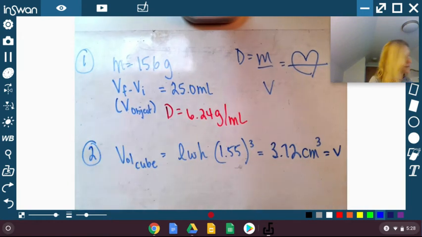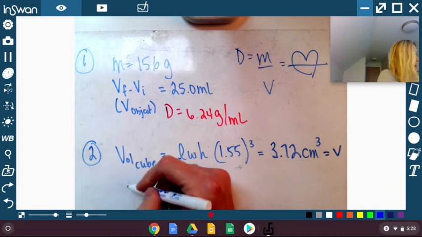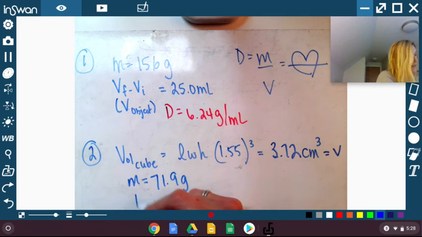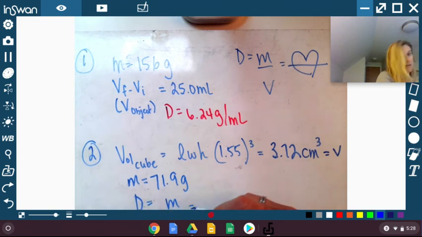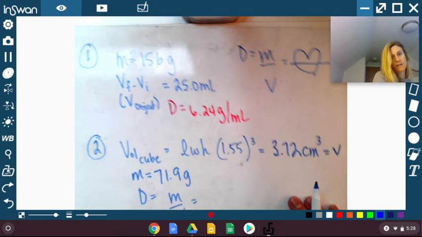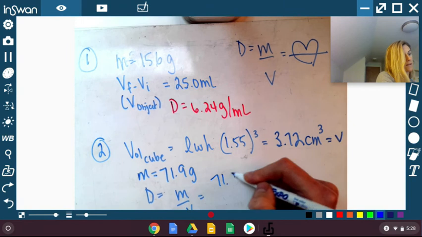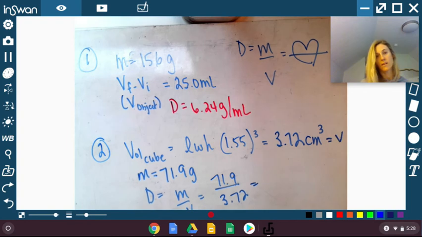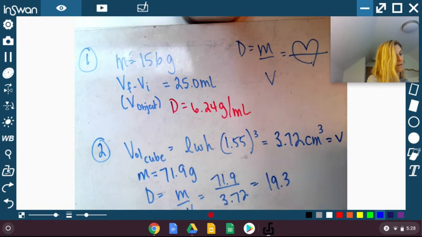And then you have a mass of 71.9 grams. So they want you to find the density. That's mass over volume, which is going to be 71.9 over 3.72. So 71.9 over 3.72 is 19.3 grams per cubic centimeter.